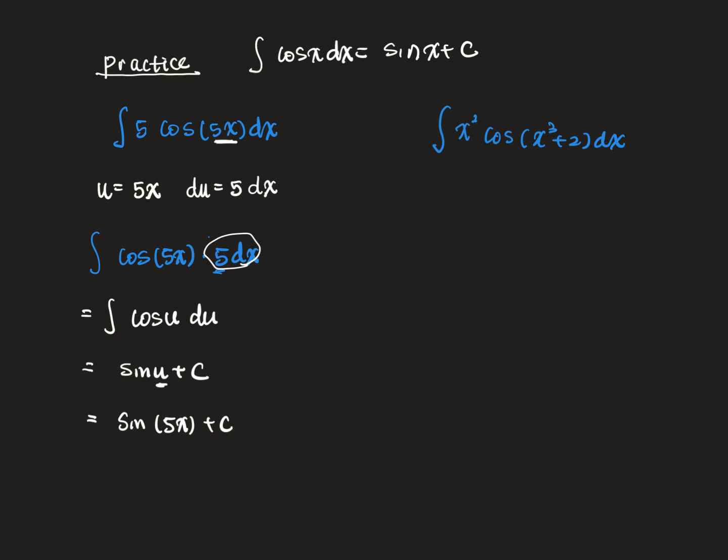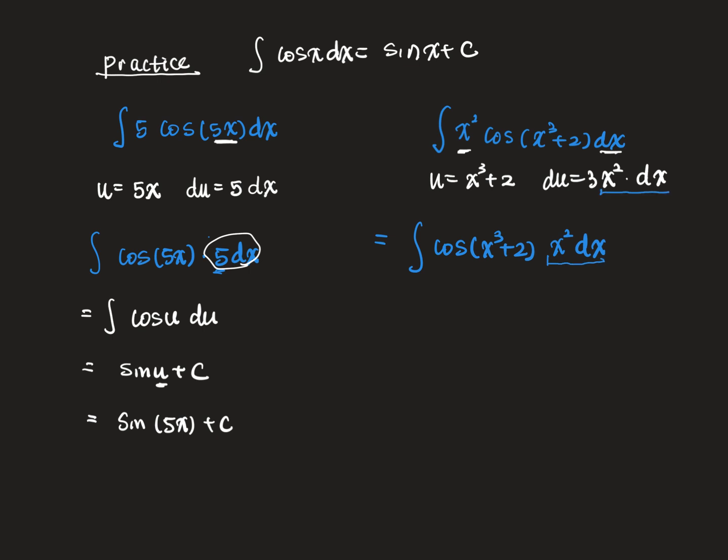Next one. What is u for this one? u is x cubed plus 2 this time. Then du is 3x squared dx, but we only have x squared dx, so I'm going to rewrite it. Only this term is there, so x squared dx is 1/3 du. Let's replace it, that's the substitution.